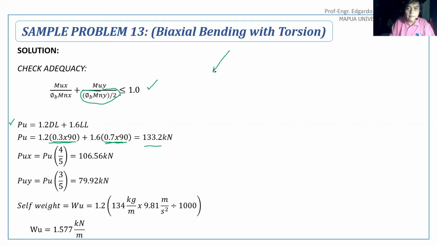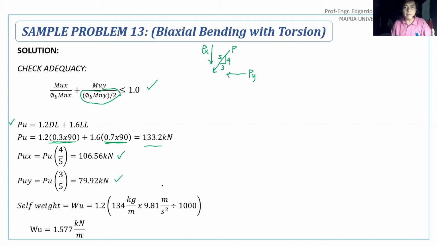Then, since it is inclined like that, the slope is 3 horizontal, 4 vertical, so it is a 5 triangle. We're going to get the vertical component, which I call Px, and the horizontal component, which I call Py. Px is the vertical component that will cause bending about x, while Py will cause bending about y. So Px is Pu multiplied by 4 over 5, and Py is Pu times 3 over 5, the components.